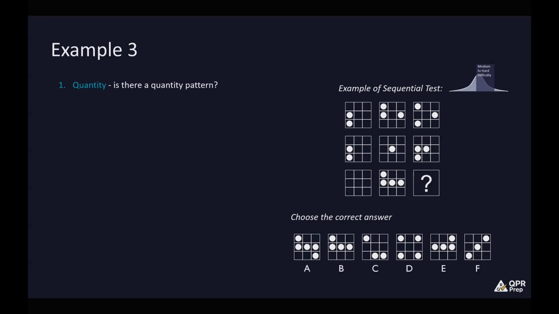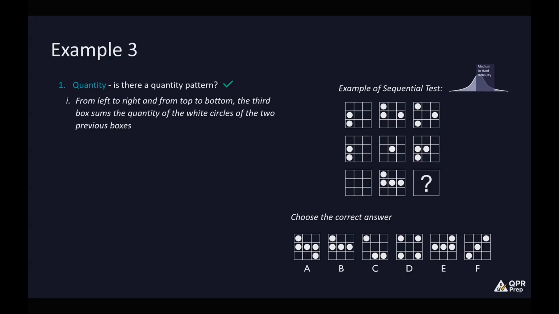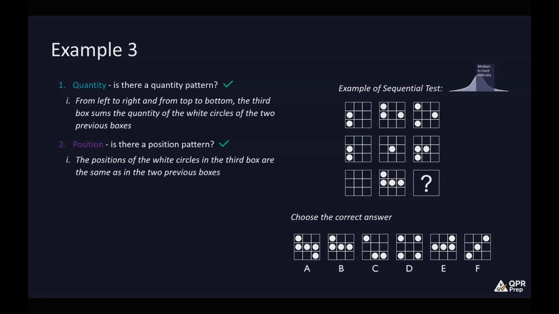Alright, quantity. Do we see a pattern here? There actually is a quantity pattern here, but it is a little bit harder to see because of the reaction concept, which will play a key role in this problem. The quantity rule here is the same as in the last question, where the last boxes from left to right and from top to bottom sum the circles from the 2 previous boxes.